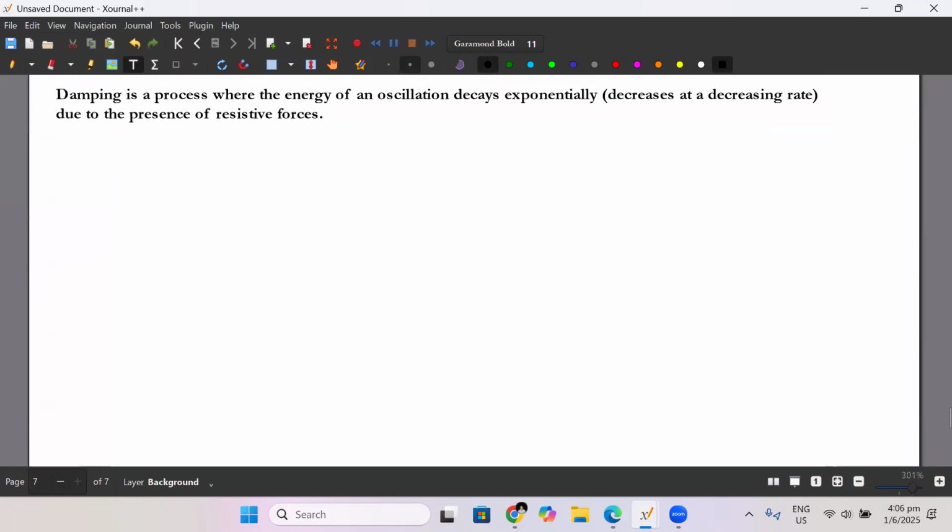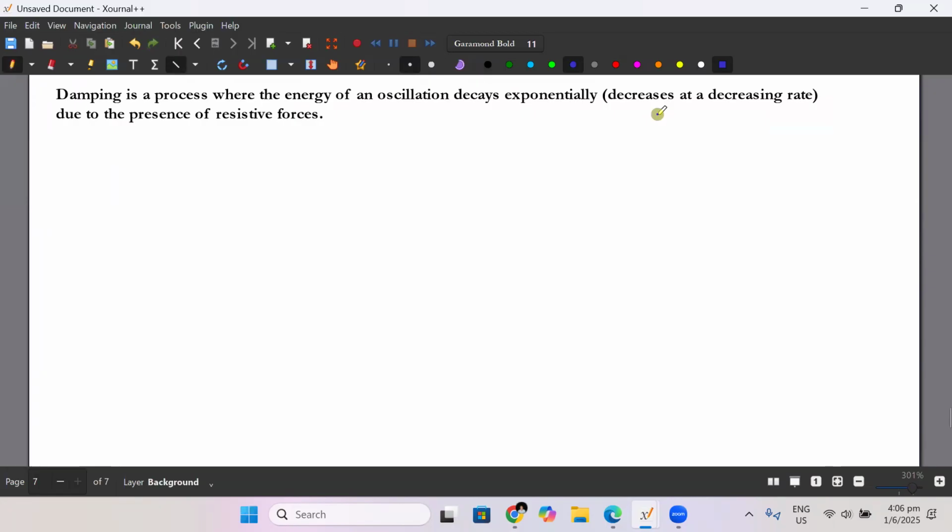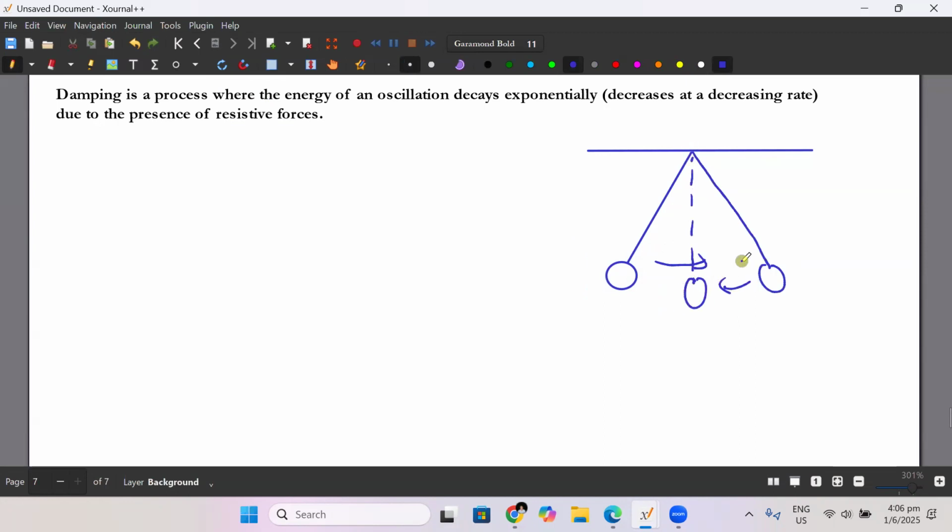Okay, so to help you visualize this, think of any system in real life. So for example, let's say a swinging pendulum. Now, if you let go of this pendulum in real life, it would eventually reach this vertical final position after it loses all its energy, right? So how come it loses energy? Because there is the presence of a damping force.